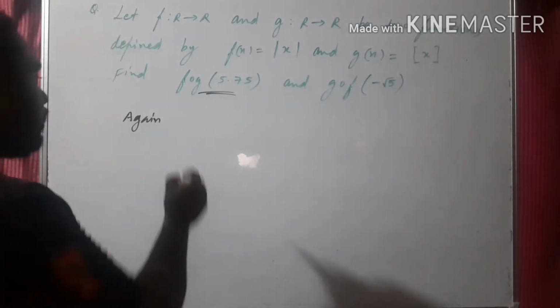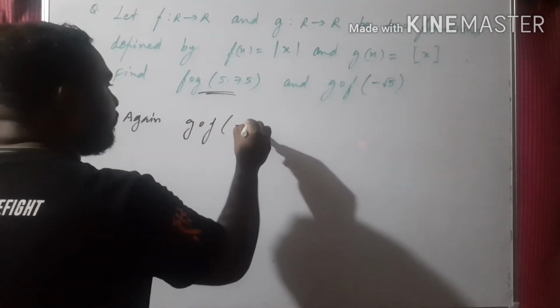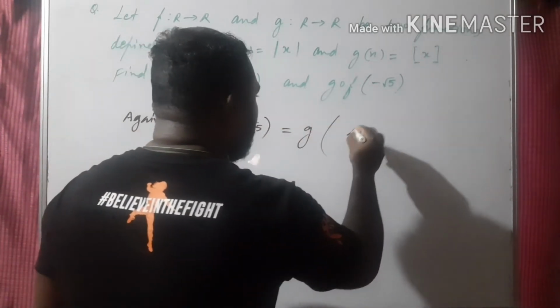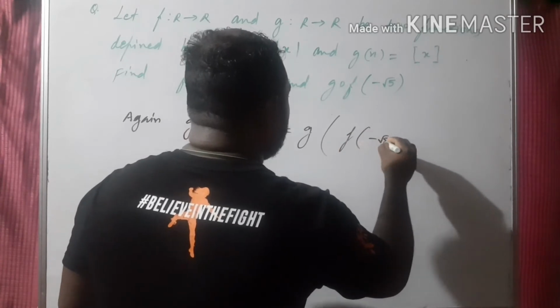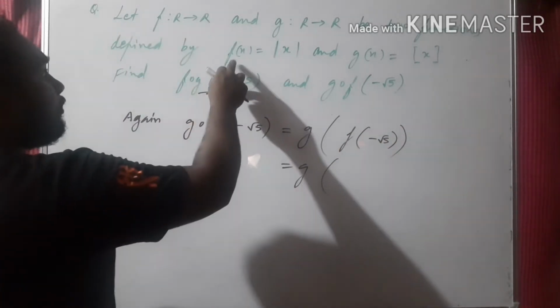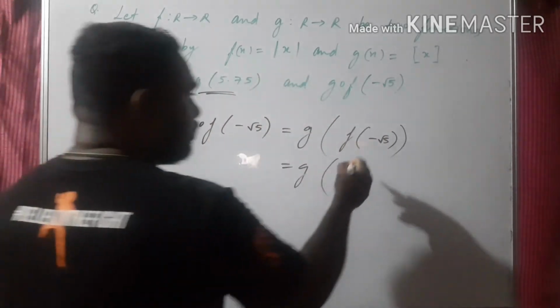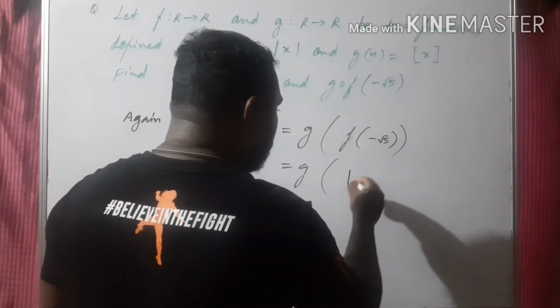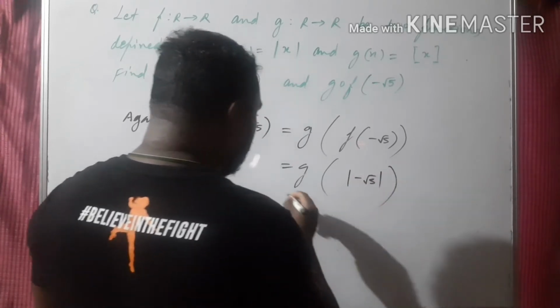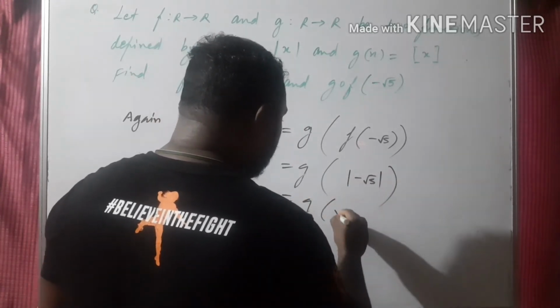Again, we have g of f of minus root 5. What will it be? First of all, we will have to apply the f function. f(x) means mod of x. So f of minus root 5 will be the mod of minus root 5. So it will be g of positive root 5, isn't it?